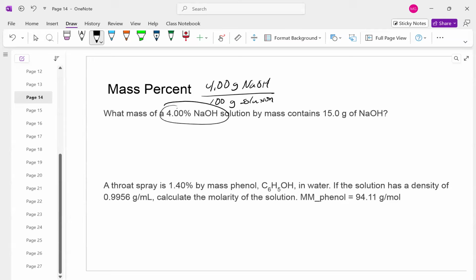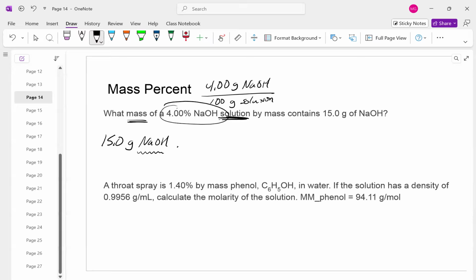So I'm going to start with what I'm given, 15 grams of sodium hydroxide. And notice what the problem is asking me for. The problem is asking me for the mass of the solution. The sodium hydroxide here is the solute. So this is why keeping track of the subject is important.